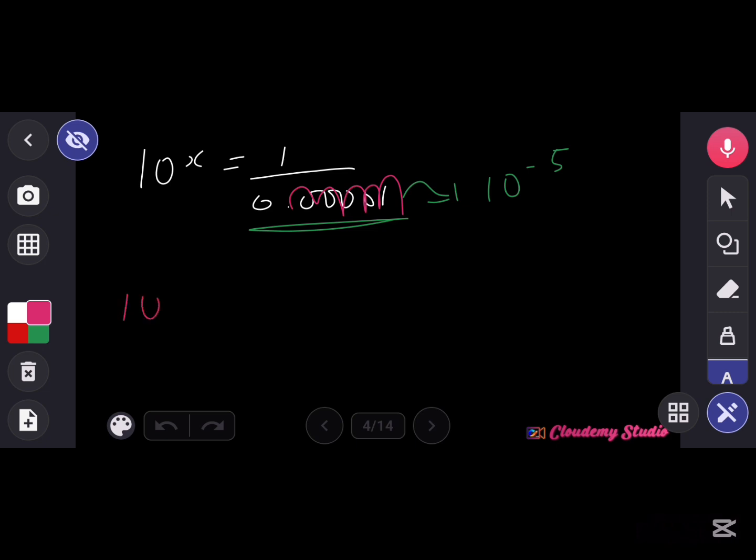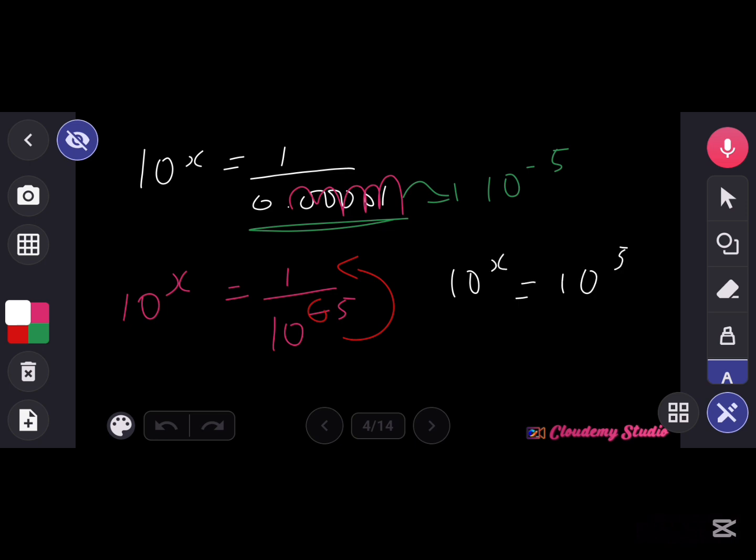Therefore, this is the same thing as what? 10 raised power x equals 1 divided by what? 10 raised power minus 5. Now, if you bring this one up, this minus will become plus. Therefore, we'll be left with what? We'll be having 10 raised power x equals 10 raised power 5. Now, since the bases are equal, we can cancel them out. Therefore, 10 cancels 10, and x equals what? x equals 5. And that is our answer for that one.